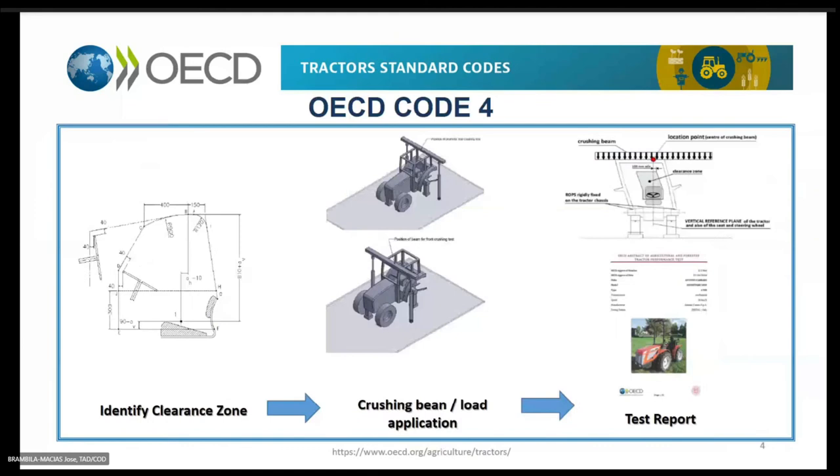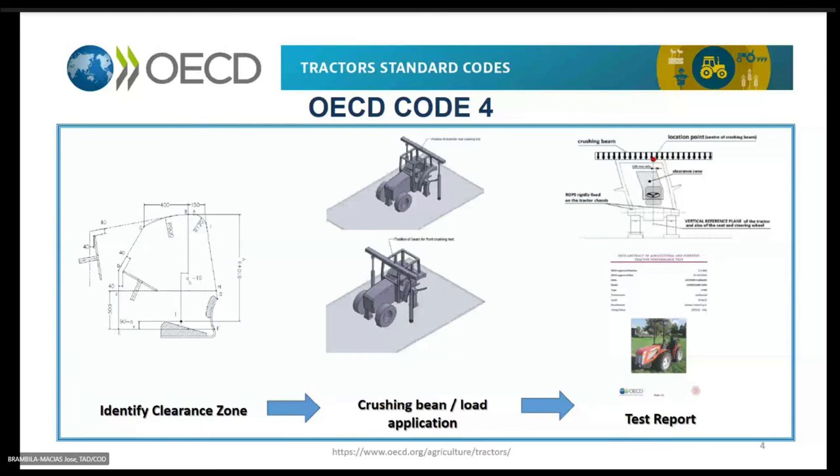Now, let me give you an overview. This is an oversimplification of how the test procedure works. This is an example of how code 4 works. First, we need to identify a clearance zone. This is an area around the driver of the tractor, the area that we want to be sure is protected in case of an accident. In case of a rollover, this area should be protected.